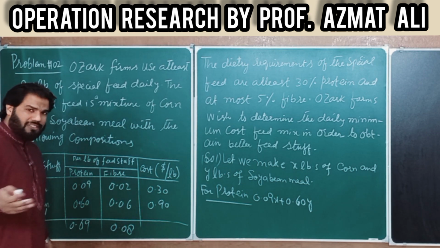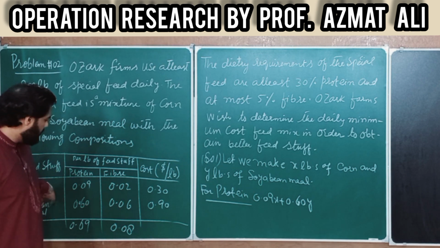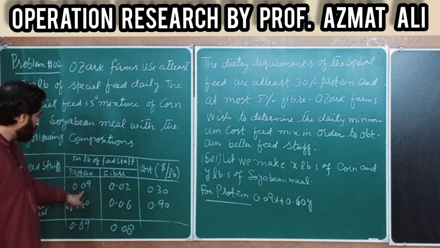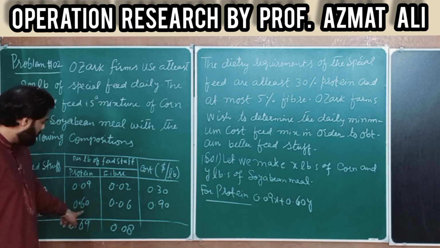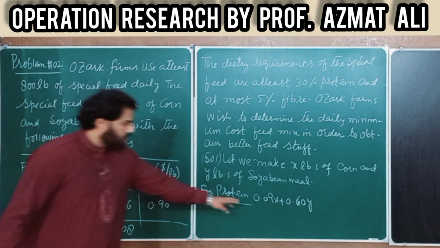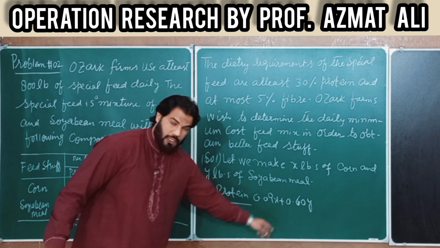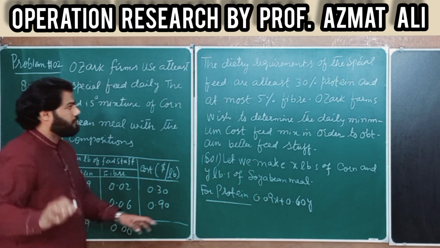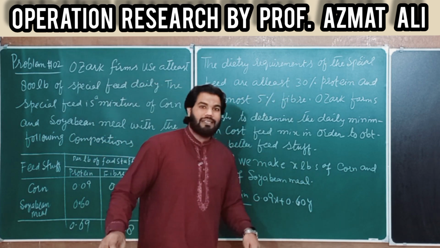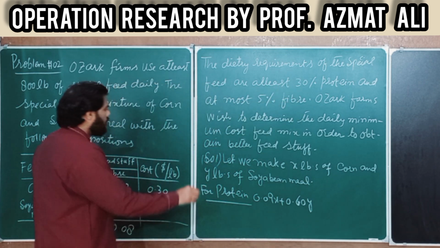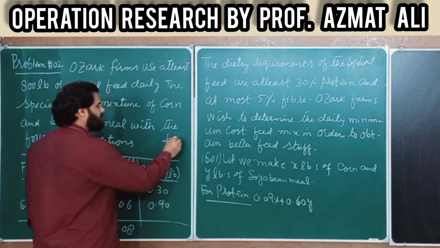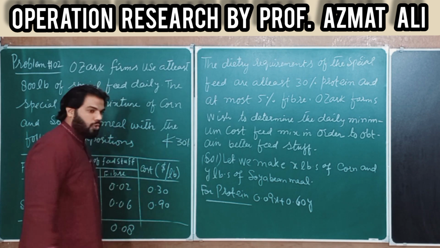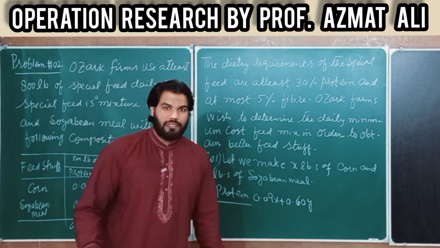Again I repeat here, in the simple way you can say that when we multiply the corn row with x, this will become 0.09x, and when we multiply this row with y, this will become 0.60y. So this shows the total protein is 0.09x plus 0.60y. Now this total protein will be at least 30%. At least means not less than 30%. Not less than means greater than equal to.